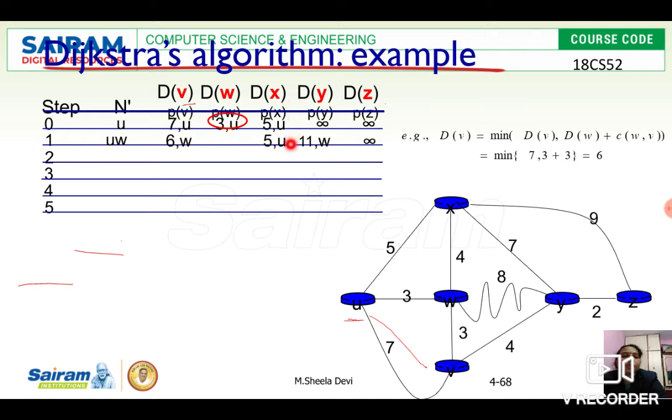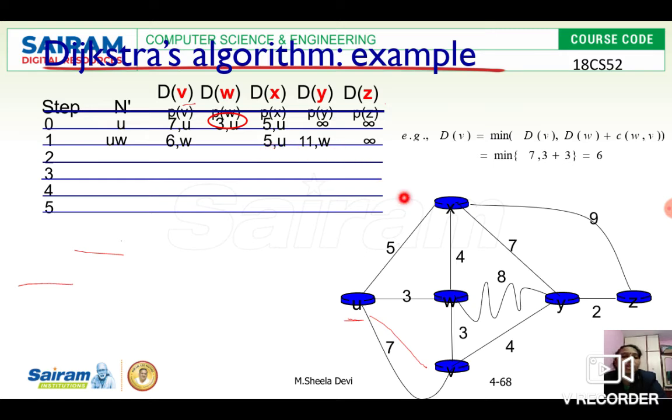Then X. So from U through W to X, do we have any path? Yes. 3 plus 4, 7. What is the cost? 7. So previously, what is the cost found here? It is 5. 7 is greater than 5. So I am not going to update the new value.